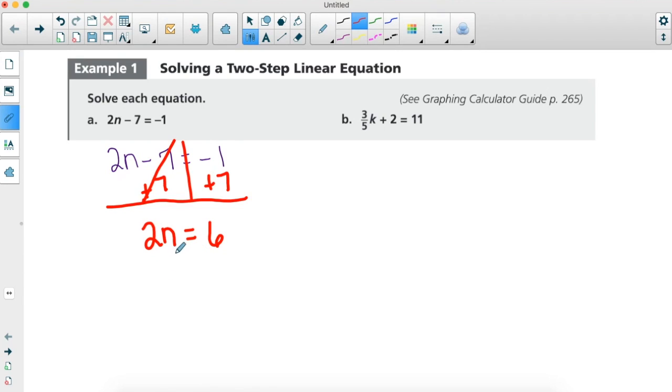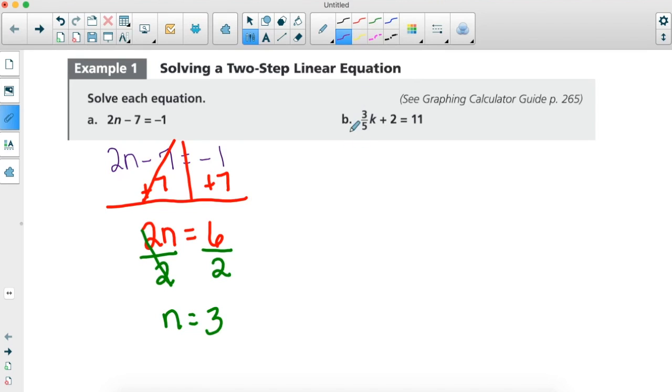So I want to get n alone. Originally this means 2 times n, but we're going to do the inverse of multiplication, which is to divide. So I'm going to divide both sides by the coefficient 2. So 2 over 2 cancel each other out, and n is left alone. And 6 divided by 2 is 3. Okay, let's move on.